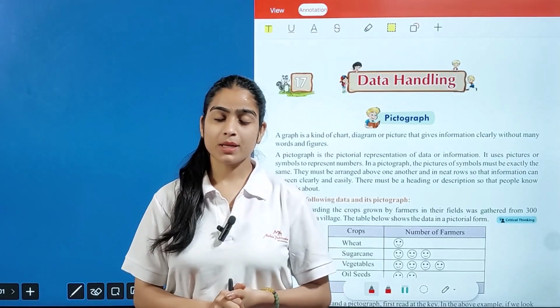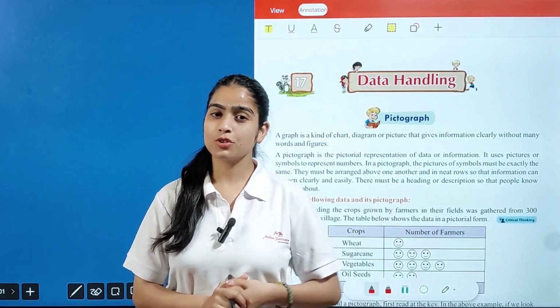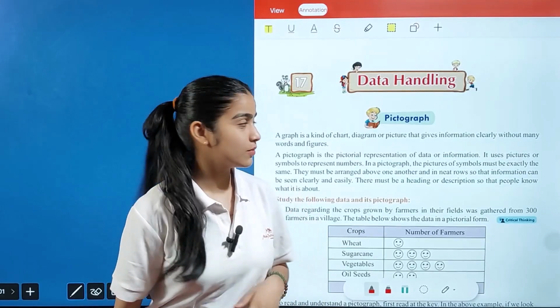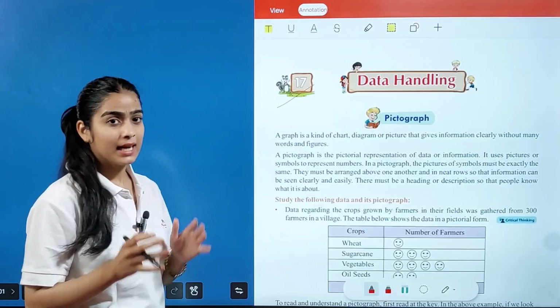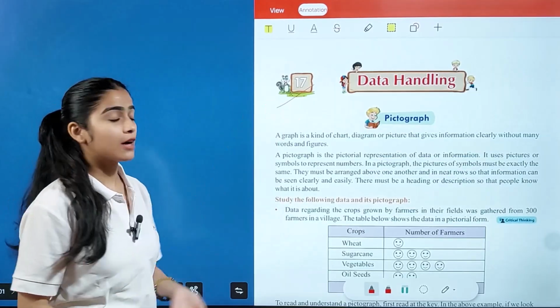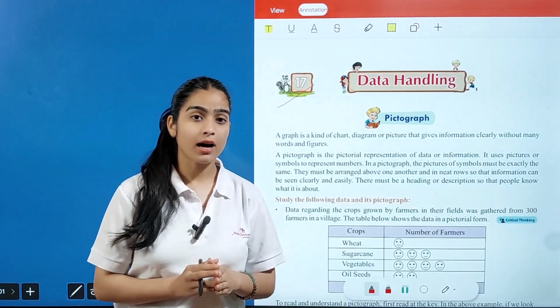So students, I'm your mathematics educator again, here with a new chapter and a new concept. Today we are going to learn chapter number 17, which is data handling. Before starting this chapter, we have to understand what data is.